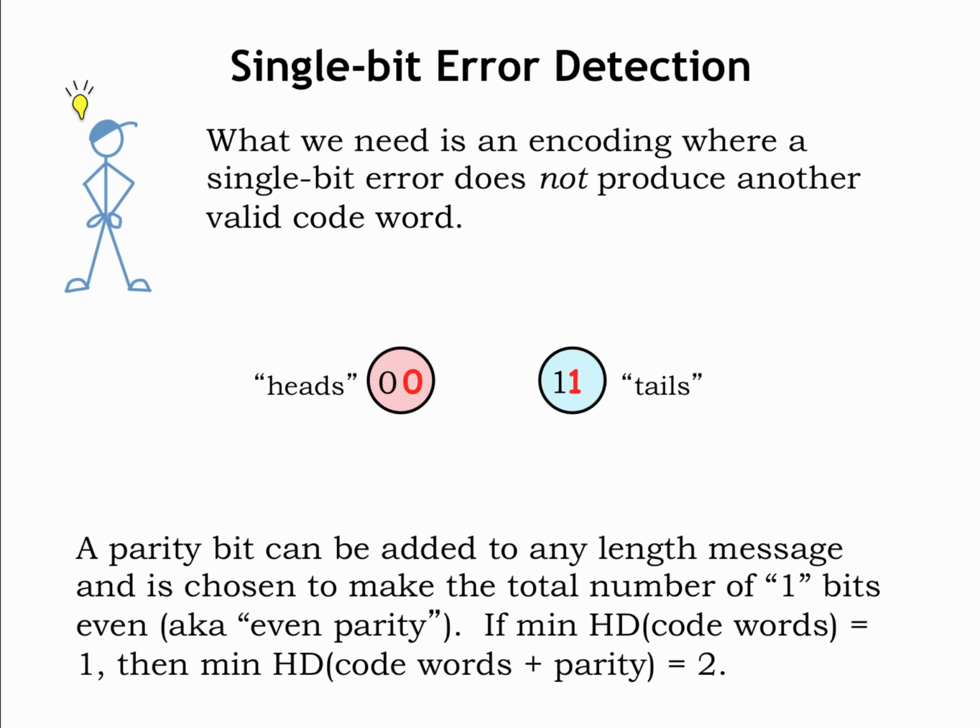How does this help? Consider what happens when there's a single-bit error. 0, 0 would be corrupted to 0, 1 or 1, 0, neither of which is a valid code word. Aha! We can detect that a single-bit error has occurred. Similarly, single-bit errors for 1, 1 would also be detected. Note that the valid code words 0, 0 and 1, 1 both have an even number of 1 bits, but that the corrupted code words 0, 1 or 1, 0 have an odd number of 1 bits. We say that corrupted code words have a parity error.